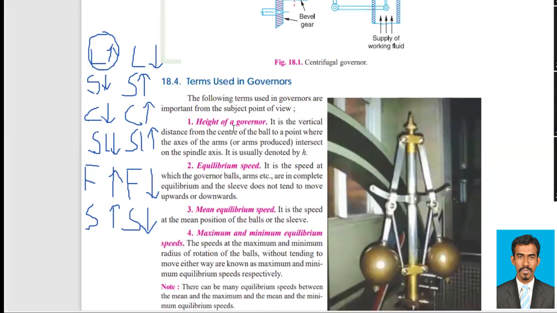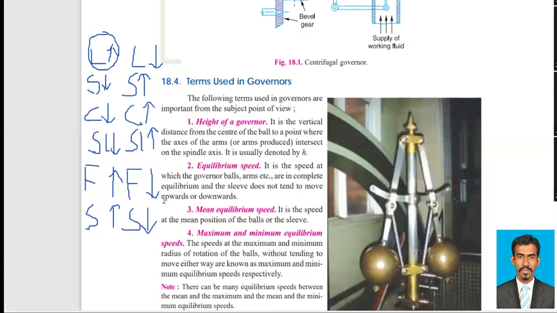Second one, equilibrium speed. Equilibrium speed is the speed at which the governor balls, arms, etc. are in complete equilibrium, and the sleeve does not tend to move upwards or downwards. We know that the term equilibrium means these parts are staying at rest, so they don't tend to move upwards or downwards.